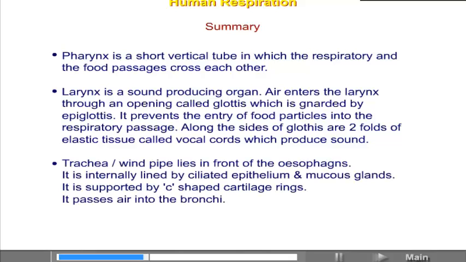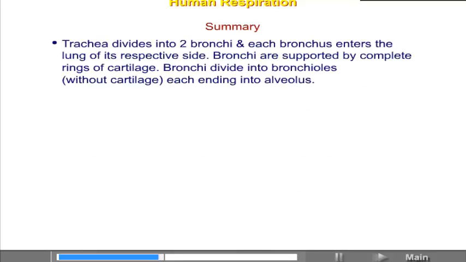Trachea or windpipe lies in front of the esophagus. It is internally lined by ciliated epithelium and mucous glands. It is supported by C-shaped cartilage rings. It passes air into the bronchi. Trachea divides into two bronchi and each bronchus enters the lung of its respective side.